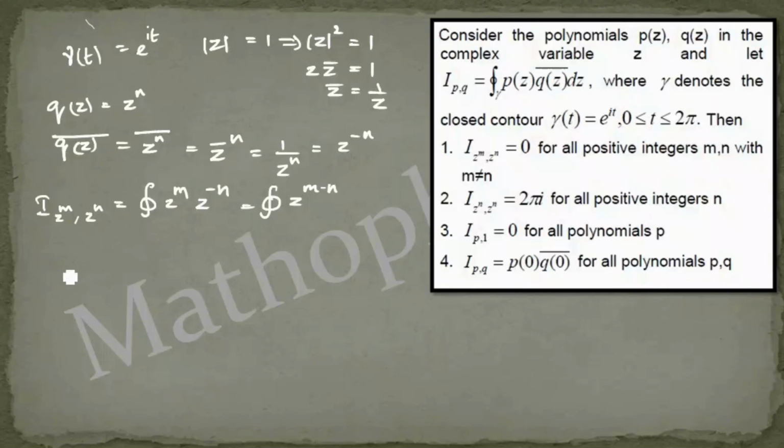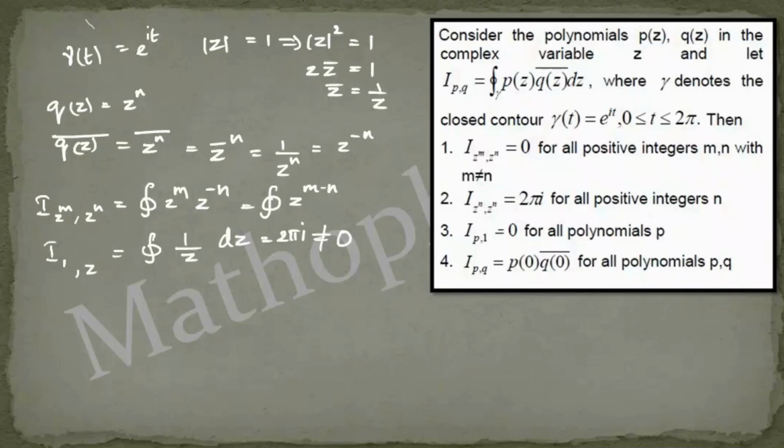For example, we'll consider I of 1 comma z. It will be equal to the integral of 1 by z, and its value will be equal to 2 pi I, which is not equal to 0. So we cannot say this is always 0. So the first option is not correct.